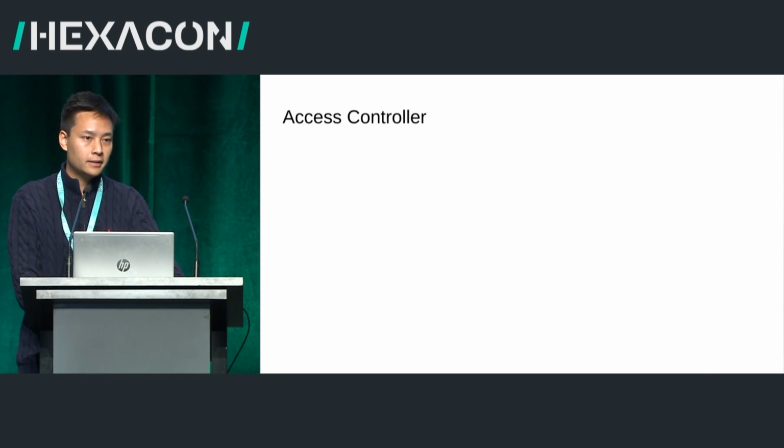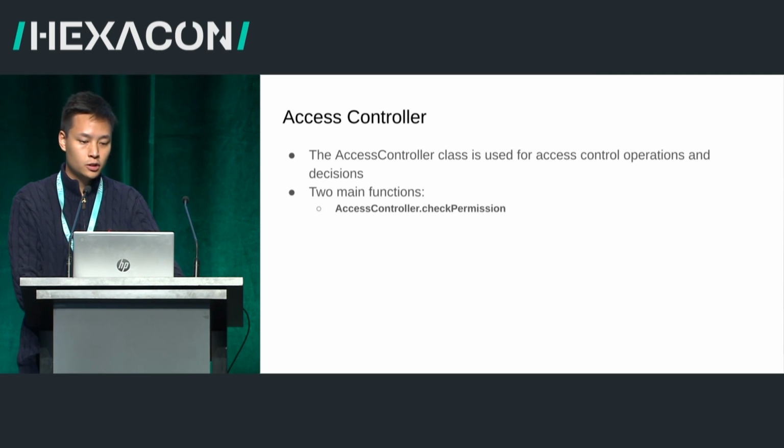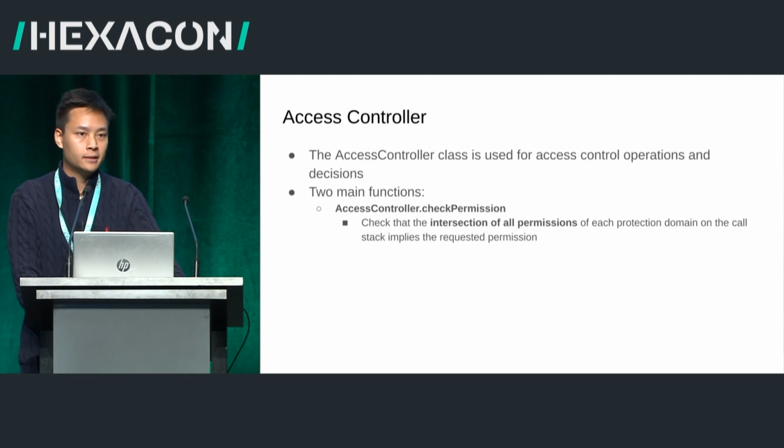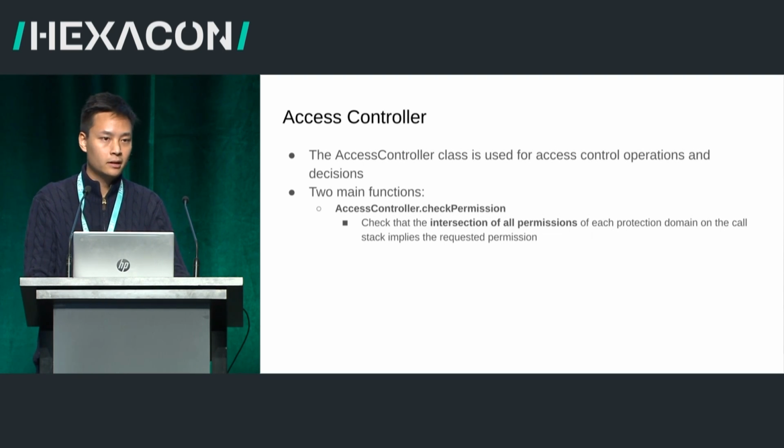The access controller is an important component for the Java Sandbox. It is a class that is used for access control operations and decisions. In particular, there are two main functions. checkPermission, which checks that the intersection of all permissions of each protection domain on the call stack implies the requested permission, and doPrivileged, which is used to run a method in privileged context.